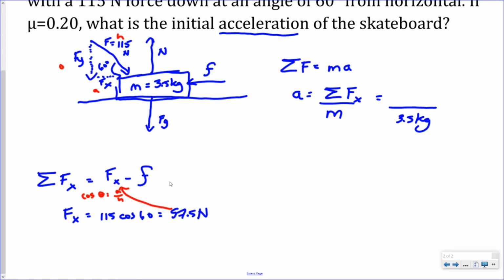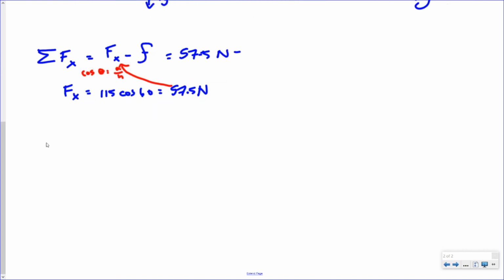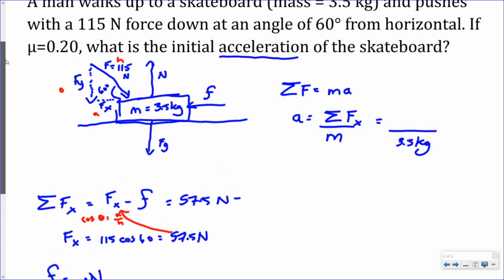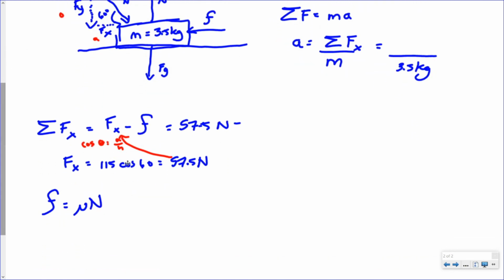So we can use that right here. So we've got one part of this, so 57.5 newtons minus our force of friction. Do we know our force of friction? No, we don't. So guess what? We got to solve for it. So we use the fun formula, F equals mu times N. We know mu, it's given to us in the question. It is 0.20. Do we know the normal force? So let's fill this in, 0.20 times the normal force.